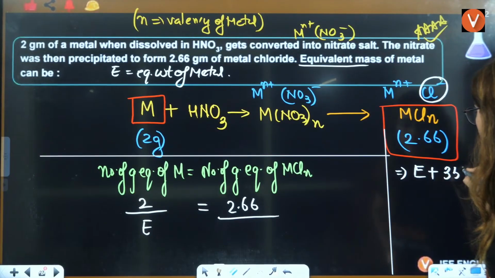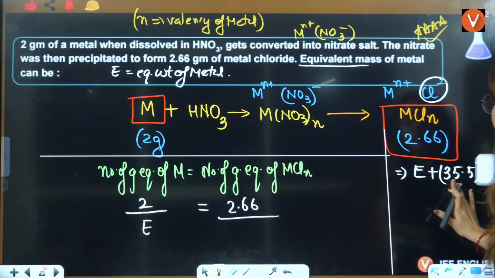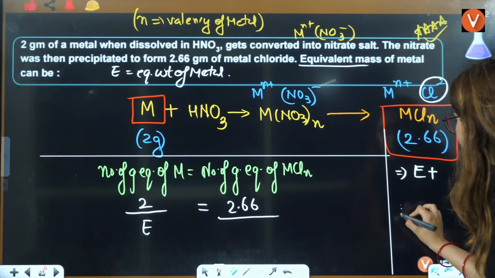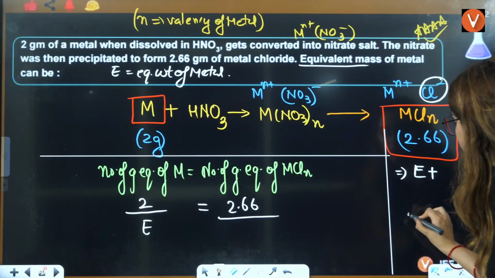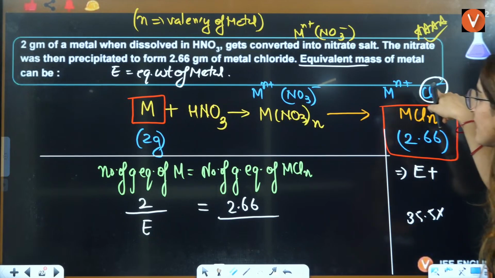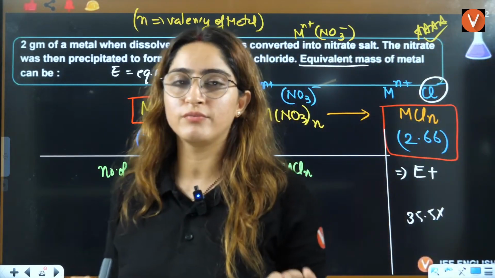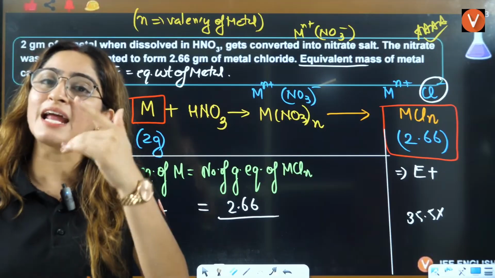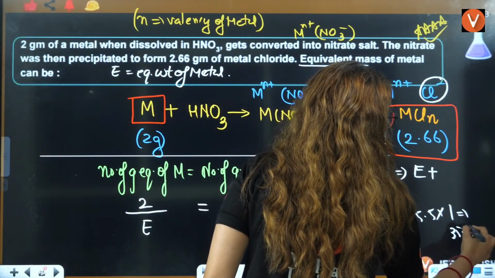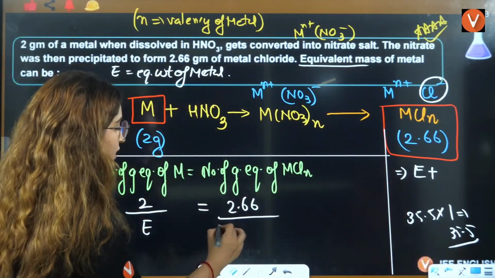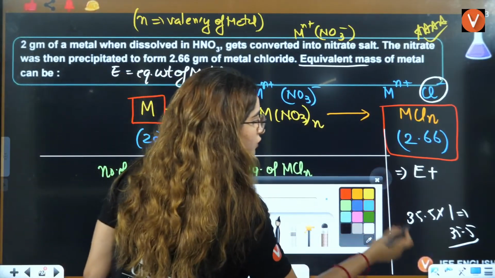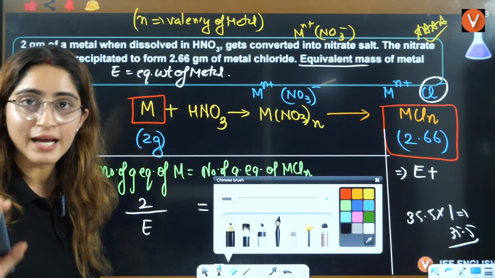If you have to write down the equivalent weight of chlorine, that will be molecular weight, 35.5, multiplied by n factor, because it is Cl negative. Just one negative is there. That means n factor is 1 here. So multiplied with 1, it will be 35.5. So you can just put it here, equivalent weight plus 35.5. Now you can solve it and you will get your answer.